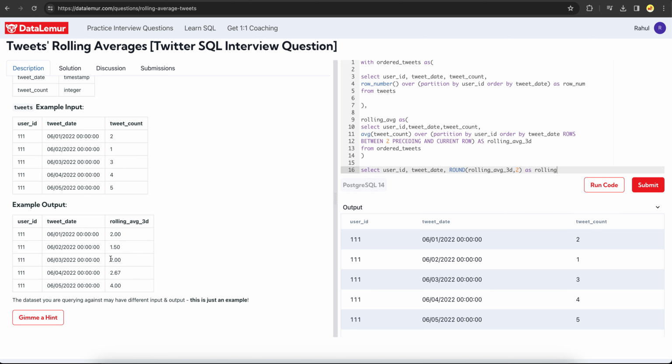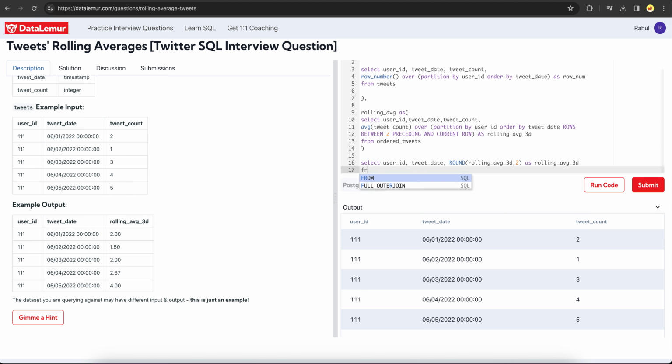And we need to alias it as rolling_average_3d itself, so we will use that particular alias. And then all this you need to do from the second CTE that you created above, that is, the rolling average. And finally, you need to sort your data by the user ID and the tweet date. And I think that this should solve the problem that we have.